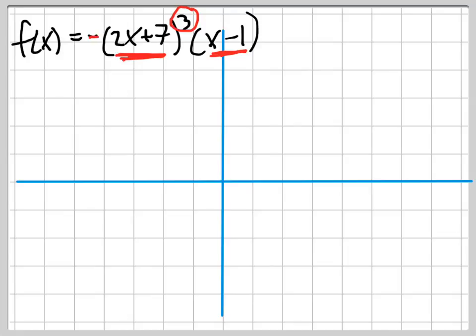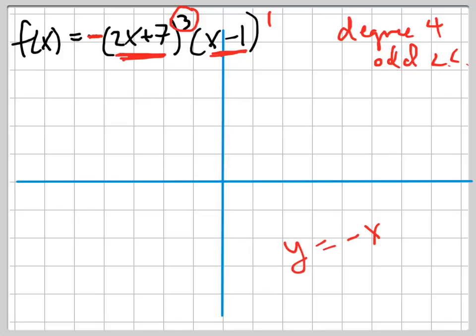So first of all, notice that it's a negative leading coefficient, and the total sum of the degrees, the total number of x's if you multiply this out, would be 4. So it's degree 4, and it's an odd leading coefficient. Odd leading coefficient, LC, means that it's going to go down from left to right. Think about your most basic odd polynomial function with a negative leading coefficient, which is just y equals negative x, which does this. So our graph is going to do the same thing. It's going to go down to the right as x goes to infinity, and it's going to go up on the left as x goes to negative infinity. Okay, so that's the first thing to do.